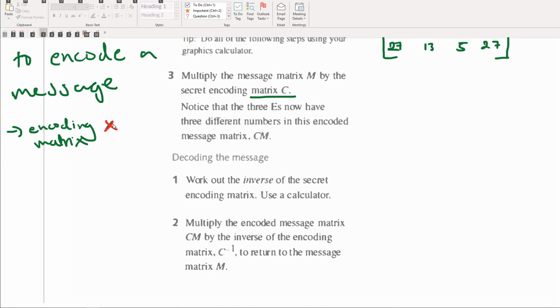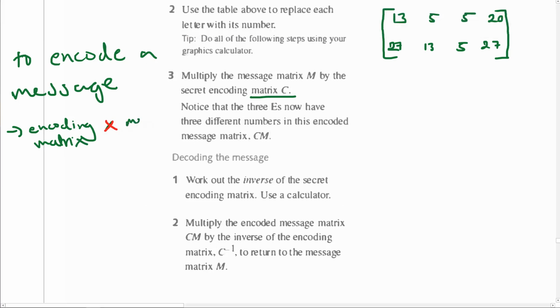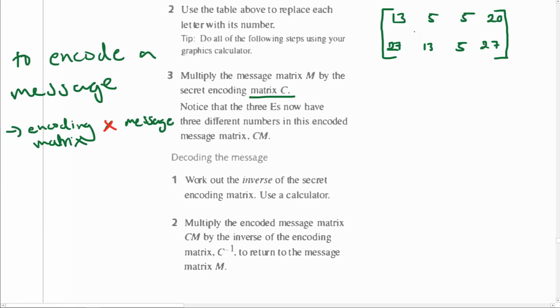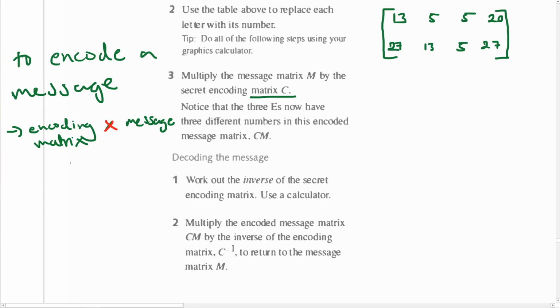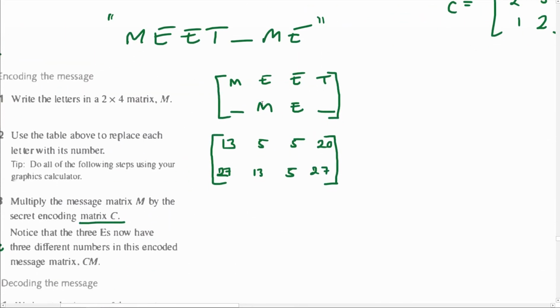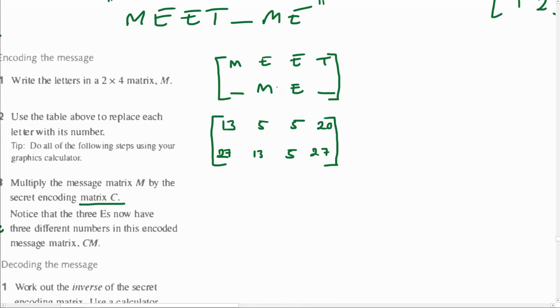Times whatever your message was. Remember, your message has to have 2 rows, and the number of columns depends on what letters and spaces you're working with. But this is a general rule to encode a message. It's the encoding matrix multiplied by the message. So in this case, the encoding matrix, remember, was that C matrix. So it's going to be C times M, which is this matrix here.